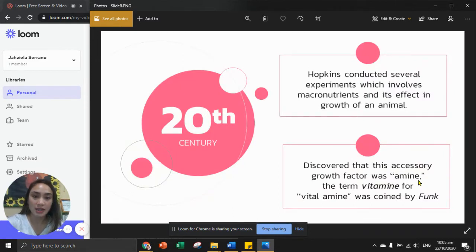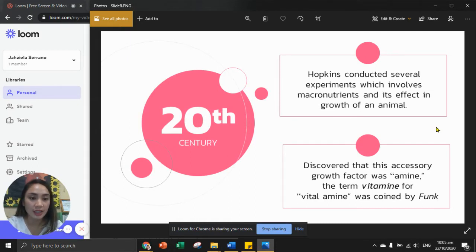Let's start with history. So sabi dito, around 20th century, si Hopkins, he conducted several experiments which involves macronutrients and its effect in growth of an animal. So dito, nag-conduct siya ng experiment with sa rat. No, dati naman kasi usually ang ginagamit nila na animal is yung rat or yung mouse, no? Nagbigay siya ng carbohydrates, proteins, and fat. And then, he discovered na hindi pa enough yung growth ng isang animal with just the macronutrients.